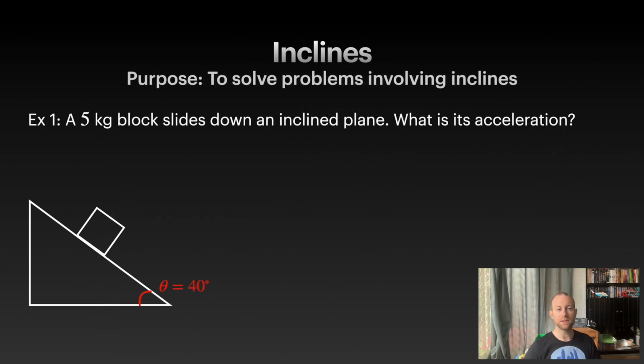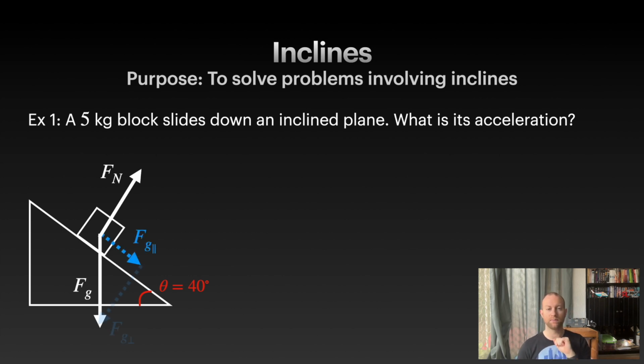So first example here, we've got a 5 kilogram block sliding down a plane. We want to know acceleration. So looking at the forces on this, I'm going to show you it multiple times. I'm sorry it might get boring, but I want to get you comfortable with seeing what the forces look like. So Fg, always straight down, normal force at an angle, break up Fg into parallel and perpendicular. And remember, the angle is here with Fg perpendicular.